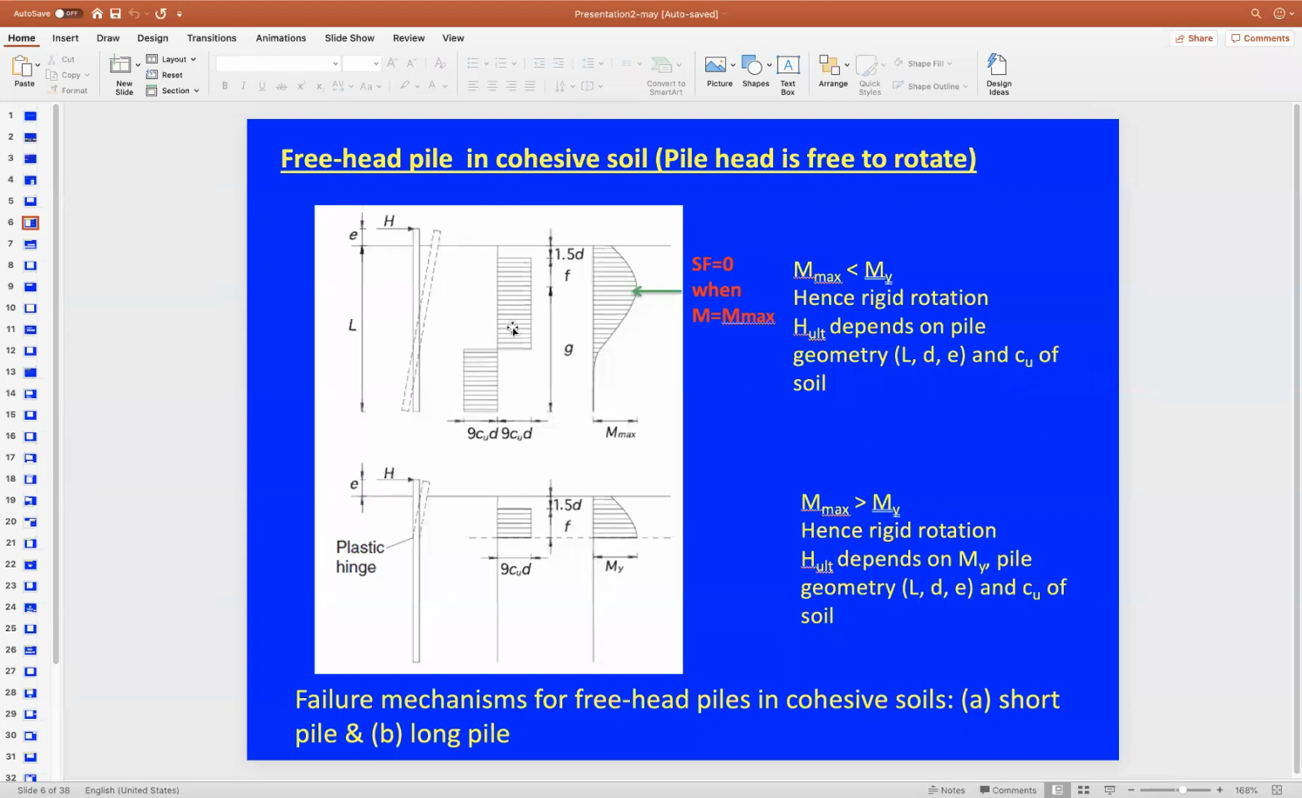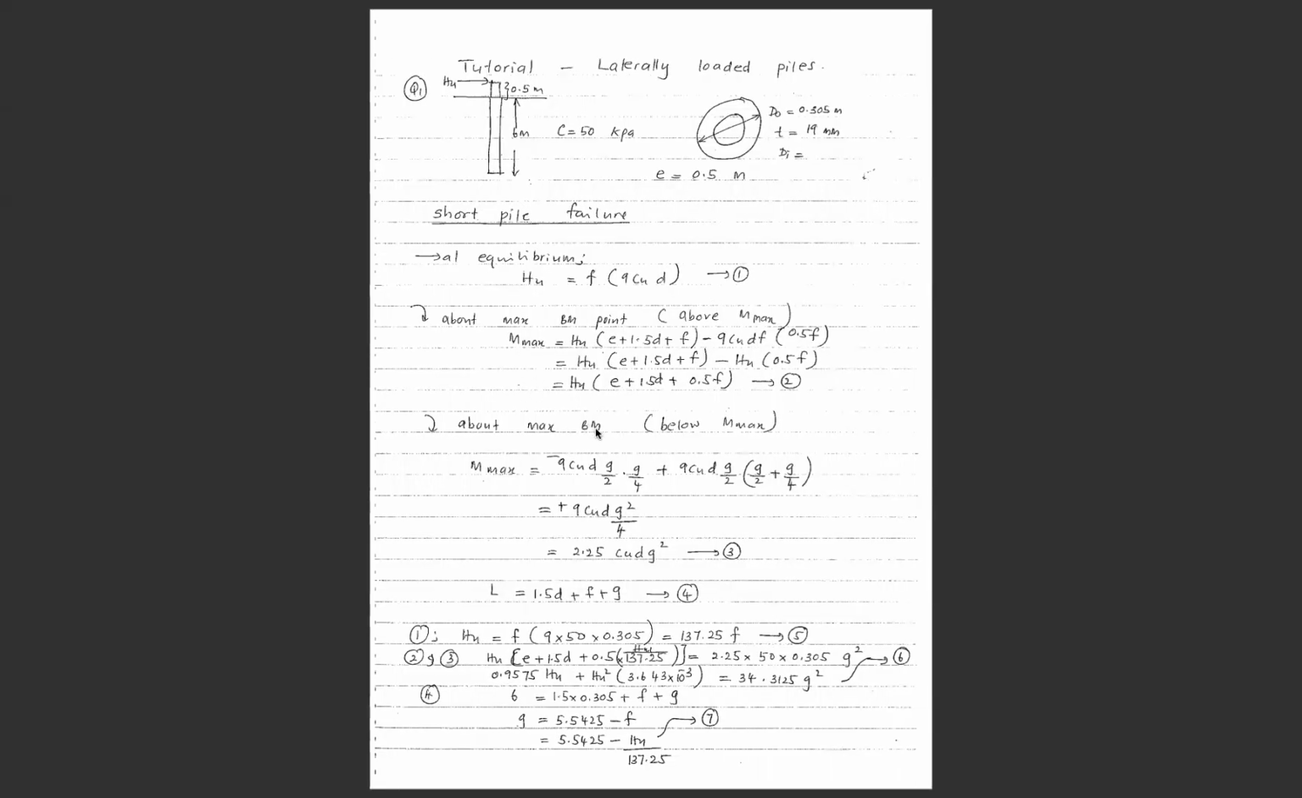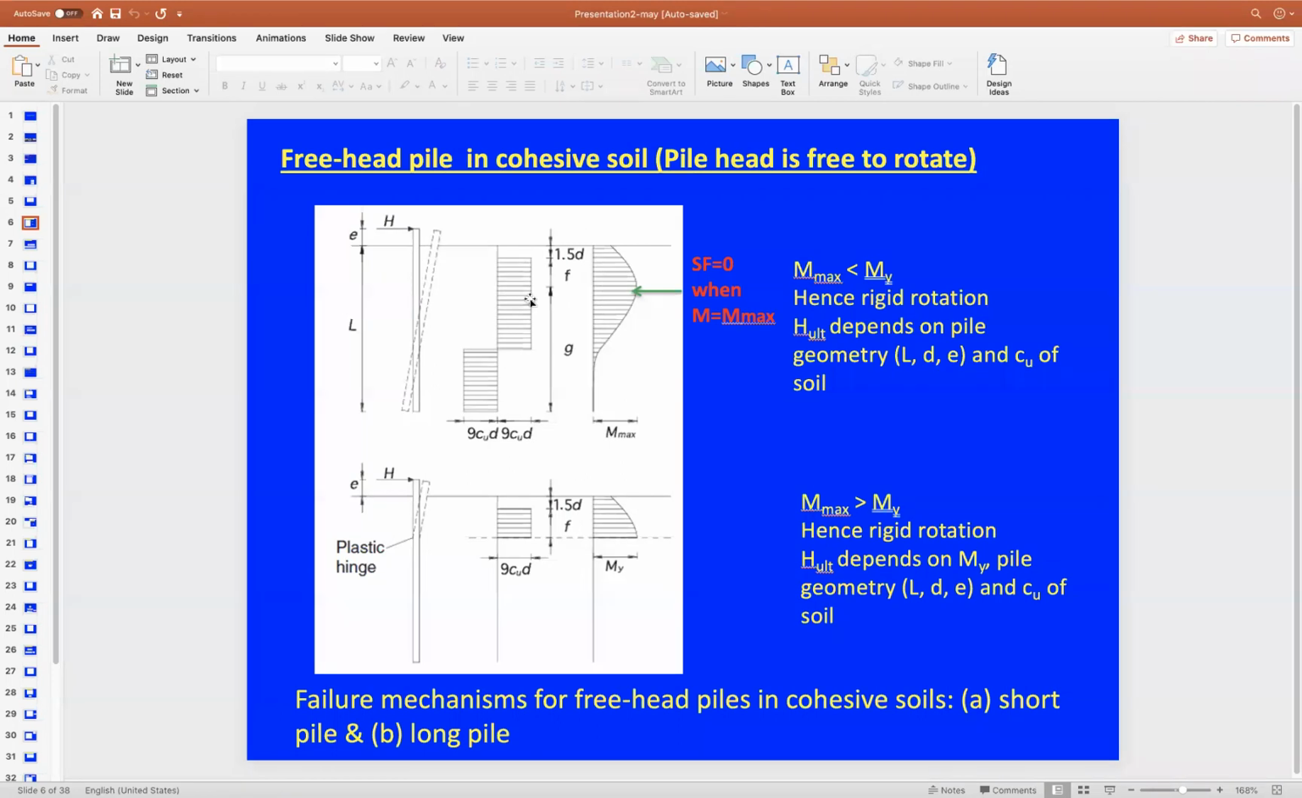So we need to find the moment from this distributed force and the moment from the other distributed force, and equate that to M maximum, and that's below the maximum bending moment point. And what we got here are these equations. M maximum will be equivalent to 2.25 Cu D G squared. G is the length here. All these values G and F are lengths within the pile. They are part of the pile length. Cu is the undrained shear strength, and D is the outside or external diameter of the pile. And we have another equation which comes from the length of the pile. As we can see here, the length of the pile L is equivalent to 1.5D plus F plus G. So this is another equation.